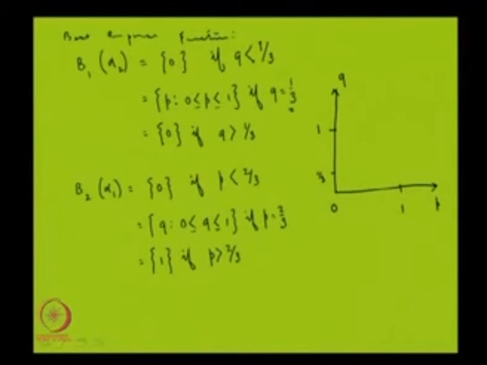If q is less than 1/3, what we are having is p is equal to 0. So, this is the best response function. If q is equal to 1/3, p can take any value. So, I get all the way to 1, and if q is greater than 1/3, p is, oh sorry, this should be 1, then p is equal to 1. So, this is the point (1, 1).